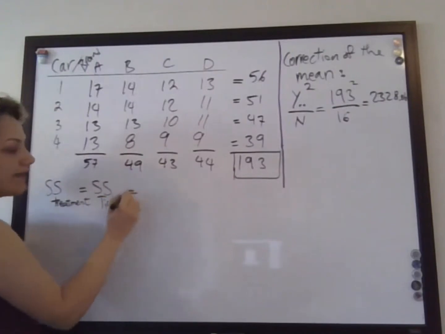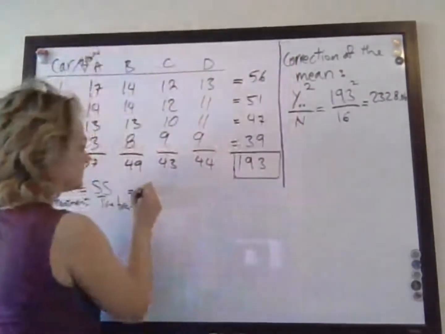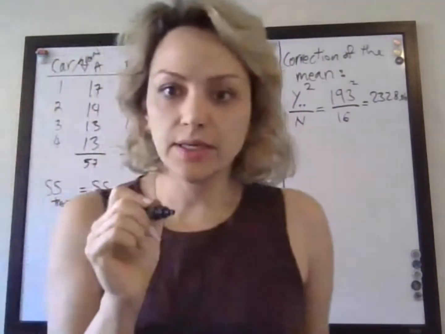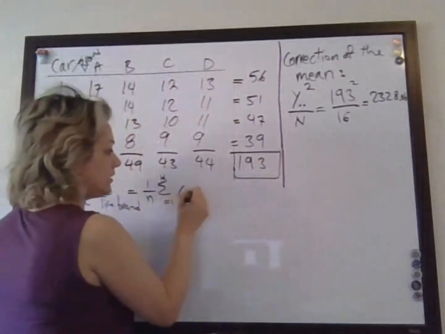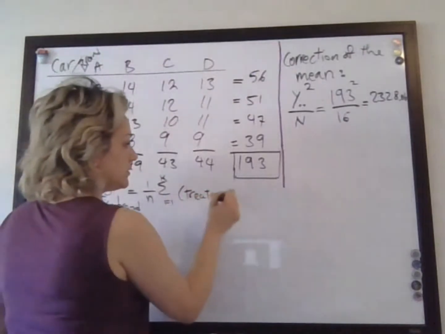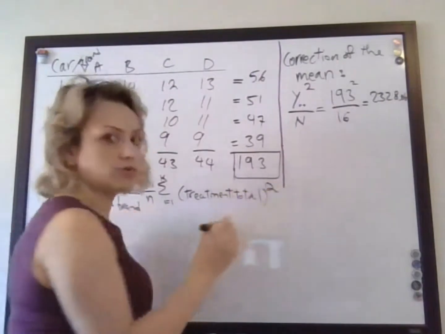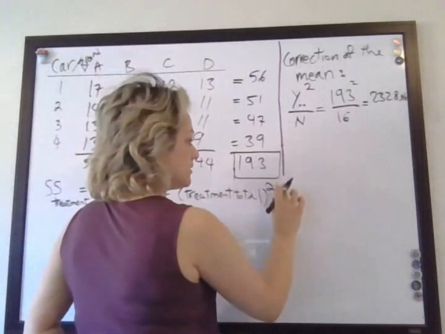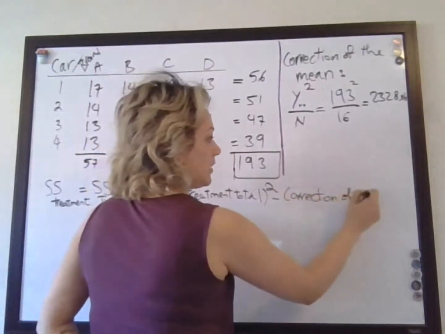which is the same as the sum of the squares of the tire brand here, right? And then the equation that I have is 1 over n, sigma, let's say i equals 1 to k. And then I would have the treatment total. I'm just writing down the equation that we have over there. Treatment total power 2 minus correction of the mean.